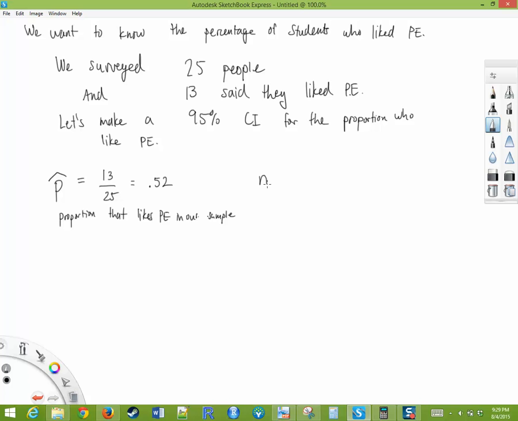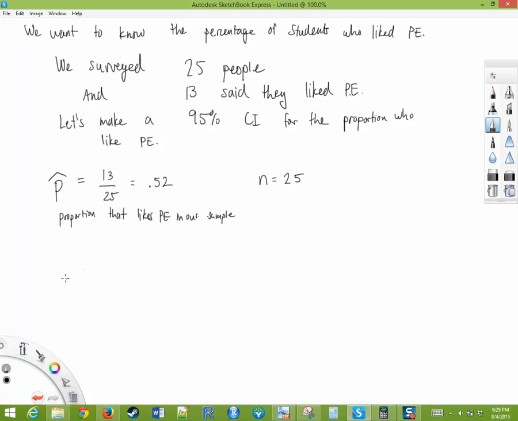How big is my sample? Sample size is 25, okay? So technically we should be checking conditions, and I'll just tell you that the conditions are met. But is our large sample condition met? How many yeses and how many nos do we have? We have 13 yeses and 12 nos, right? So both of those numbers are bigger than 10, so we can still go on.